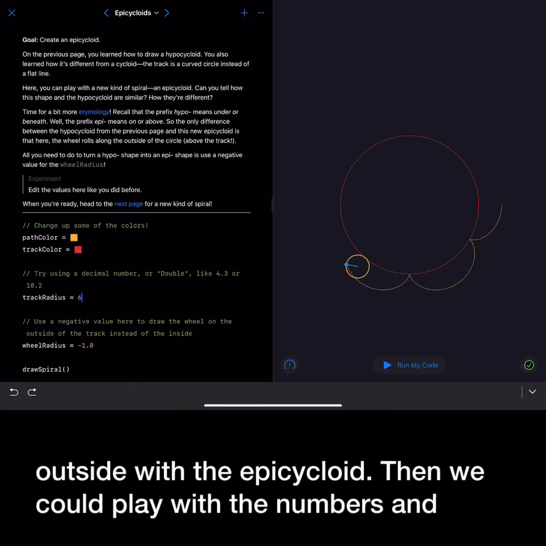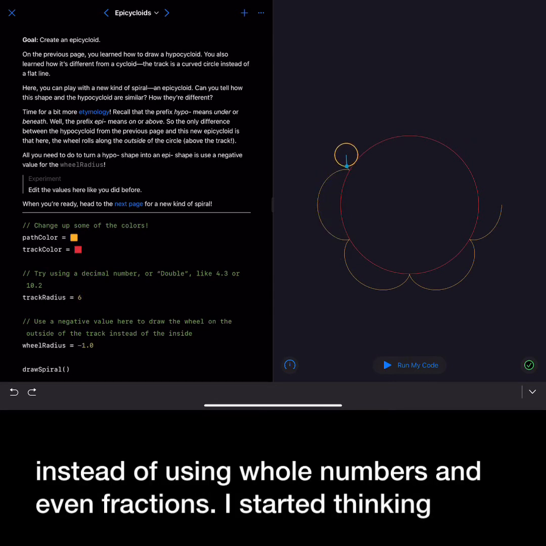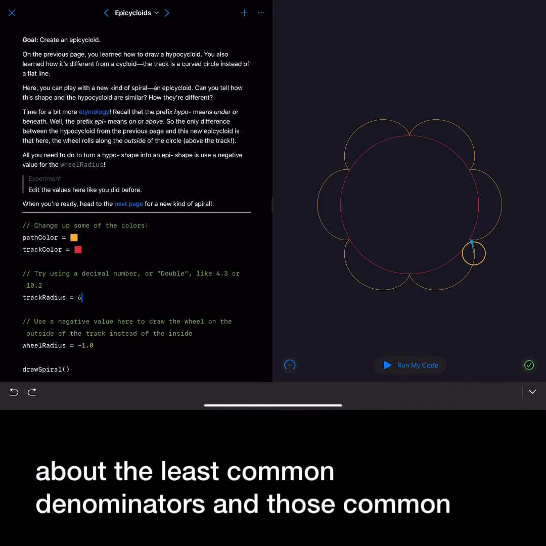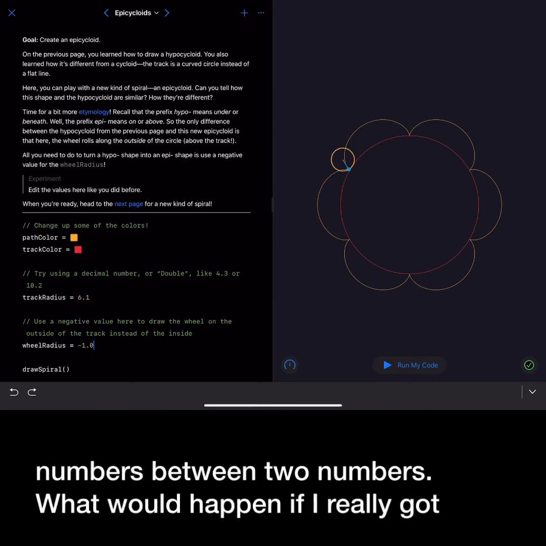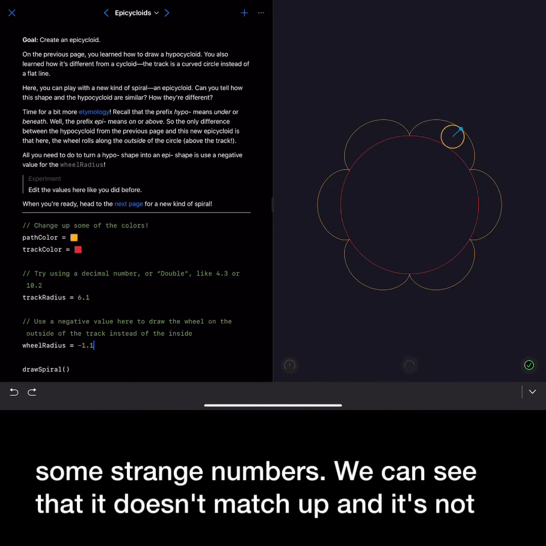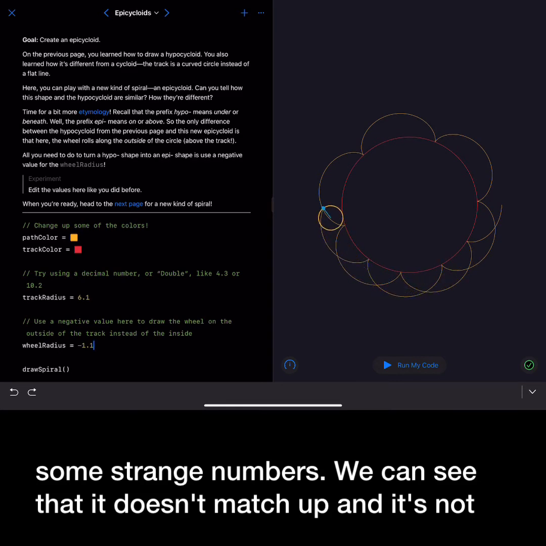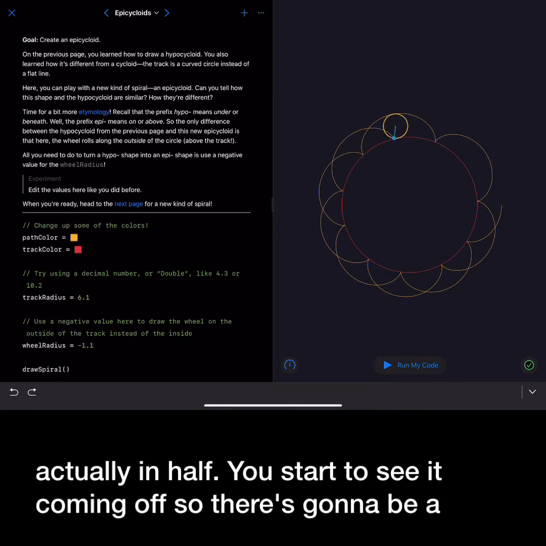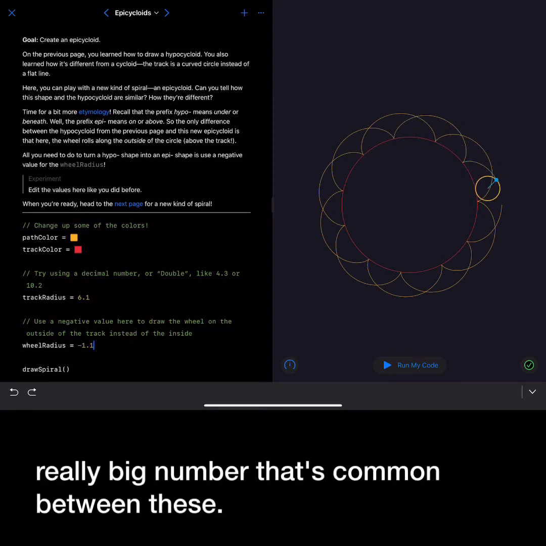And then we could play with the numbers, and instead of using whole numbers and even fractions, I started thinking about the least common denominators and those common numbers between two numbers, and what would happen if I really got some strange numbers, and what would happen. And we can see that. It doesn't match up, and it's not actually in half, and you start to see it coming off, so there's going to be a really big number that's common between these.